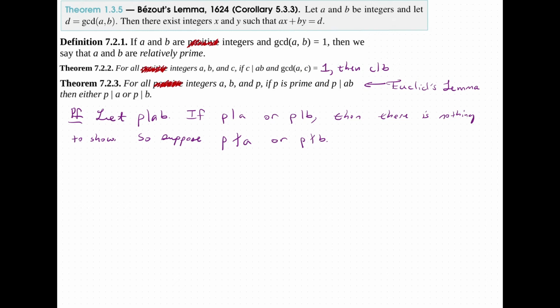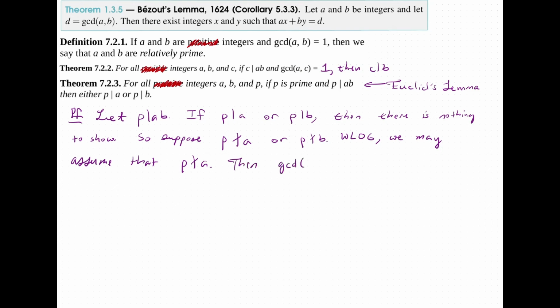So we have p does not divide a or p does not divide b. So without loss of generality, we may assume that p does not divide a. But if p does not divide a, that means that the GCD of a and p must be 1.